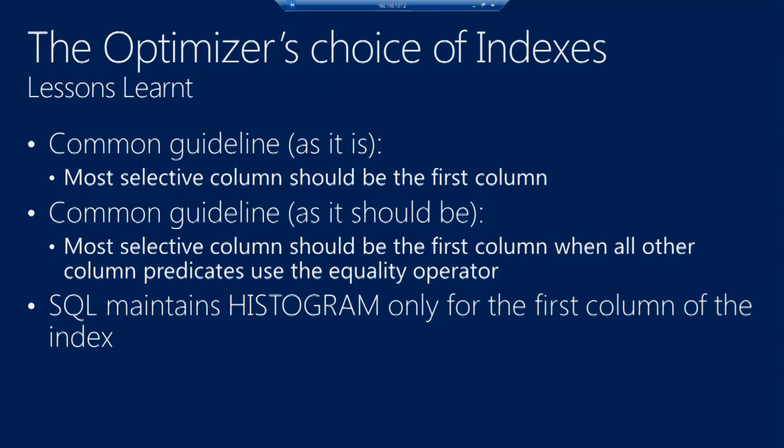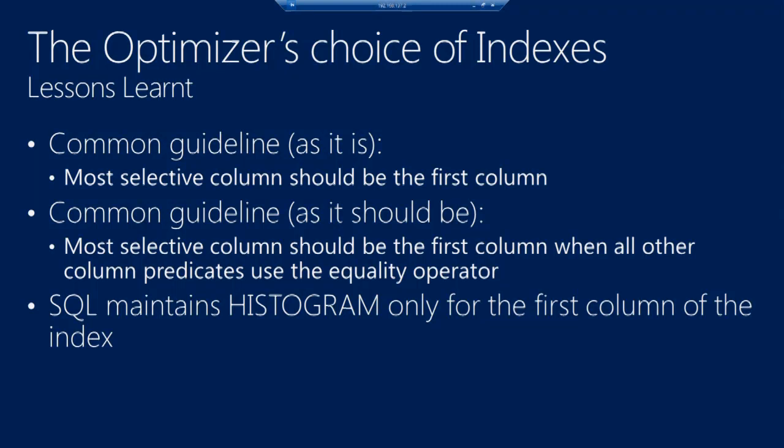But as I said, I'm completely okay with this guideline or with this best practice. There's no dispute. But this should come with a rider, a caveat. The caveat is, my second bullet point there: the most selective column should be the first column when all other column predicates use the equality operator. That should be the real guideline. If all other predicates actually use the equality predicate, then you could have first name as the first column or email promotion as the second column. It wouldn't make any difference because you will be able to seek on both the columns.